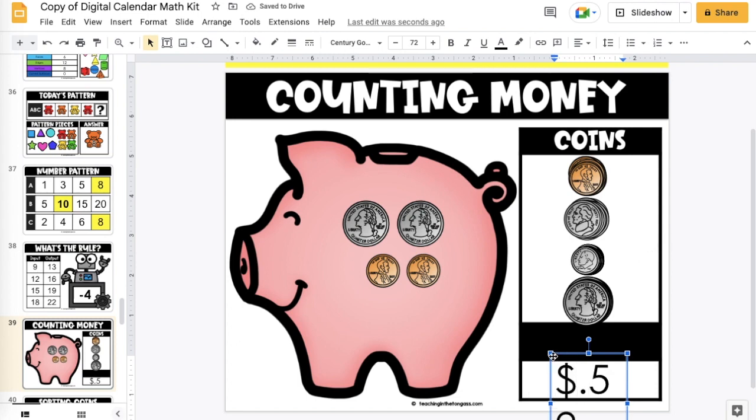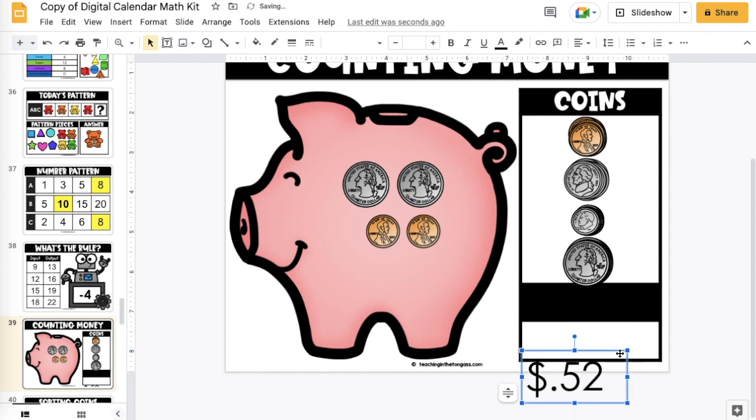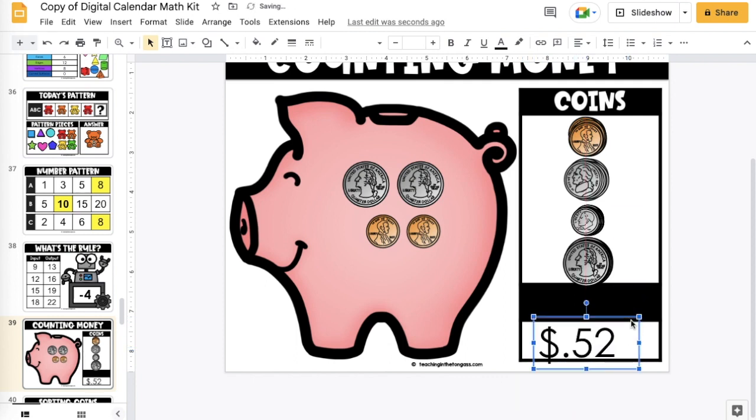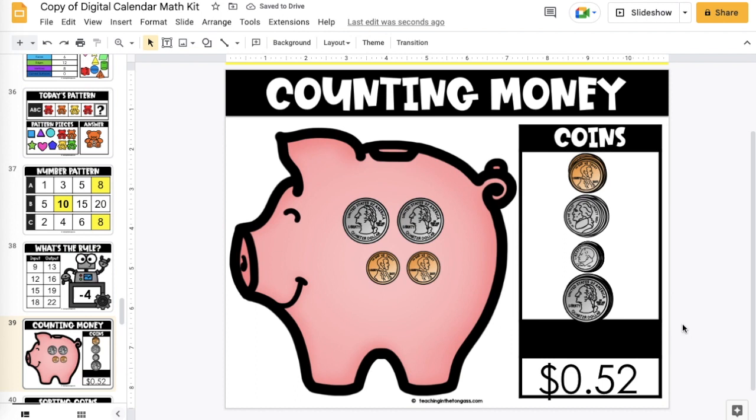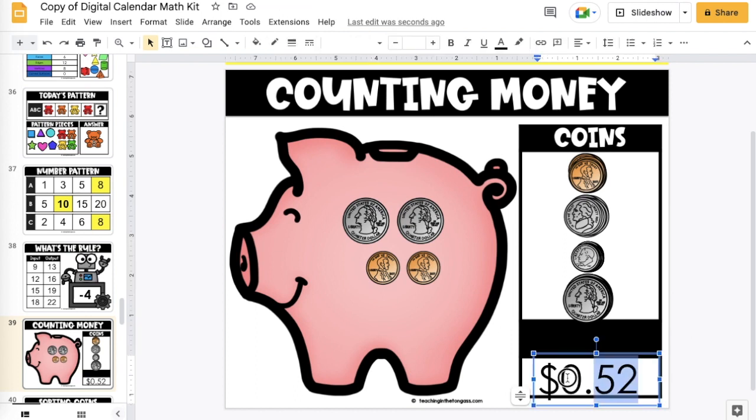52 with a dollar symbol. But the important thing here is it's not $52, it's 52 cents. So that little point there is really important. Sometimes you'll have a 0 here, it'll be 0.52. Dollar symbol 0.52. And that's one way to show 52 cents.